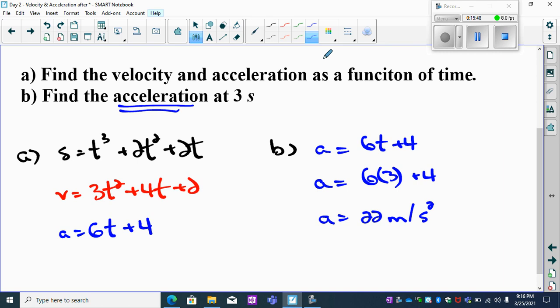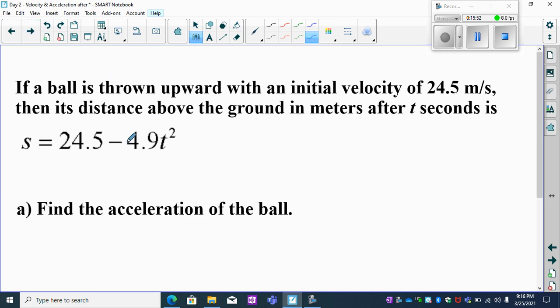I believe there's one more to bang through, and then you guys can go to work on some questions. It says a ball is thrown upward with an initial velocity of 24.5 meters per second. Notice how it's positive. It's going upward. Then its distance above the ground in meters after t seconds is s, the position. They might use h or h of t, but s represents position. s equals 24.5 minus 4.9 t squared. Find the acceleration of the ball.